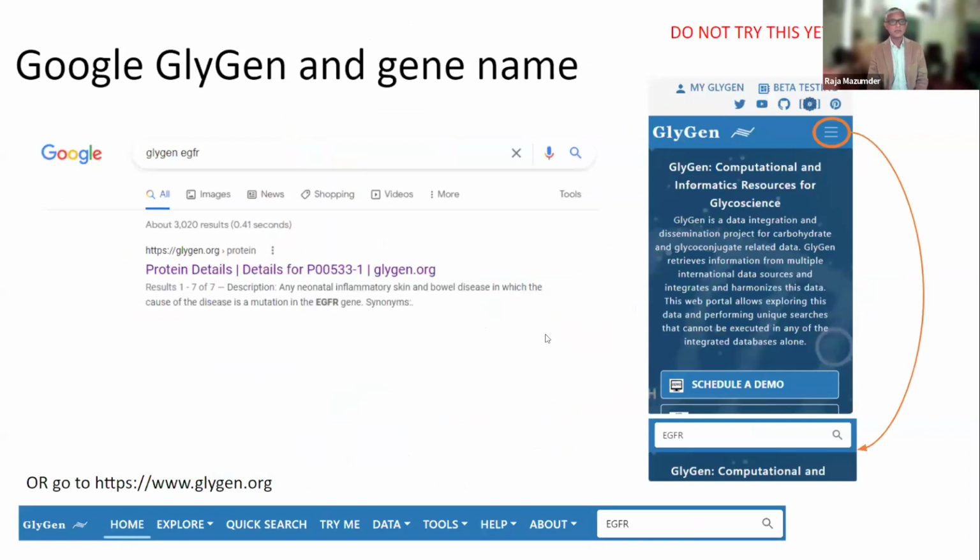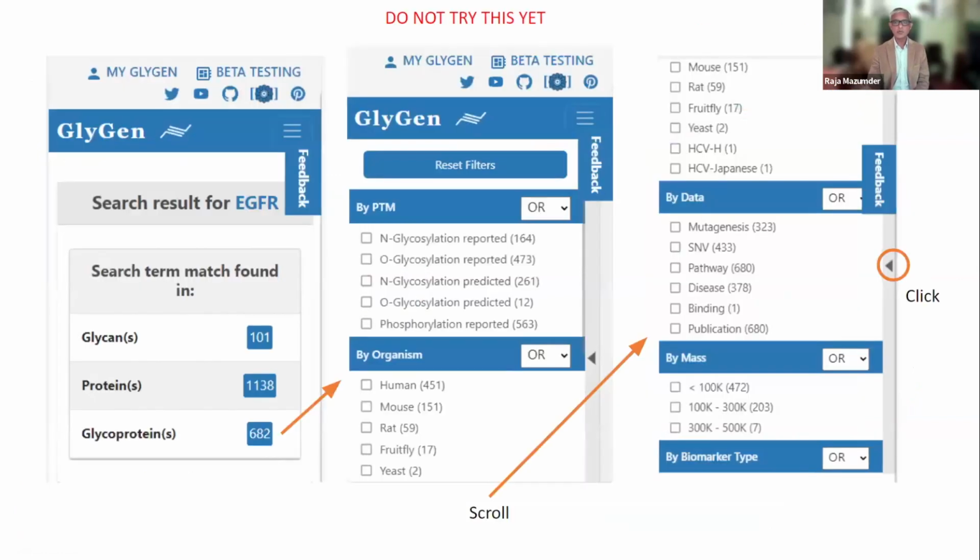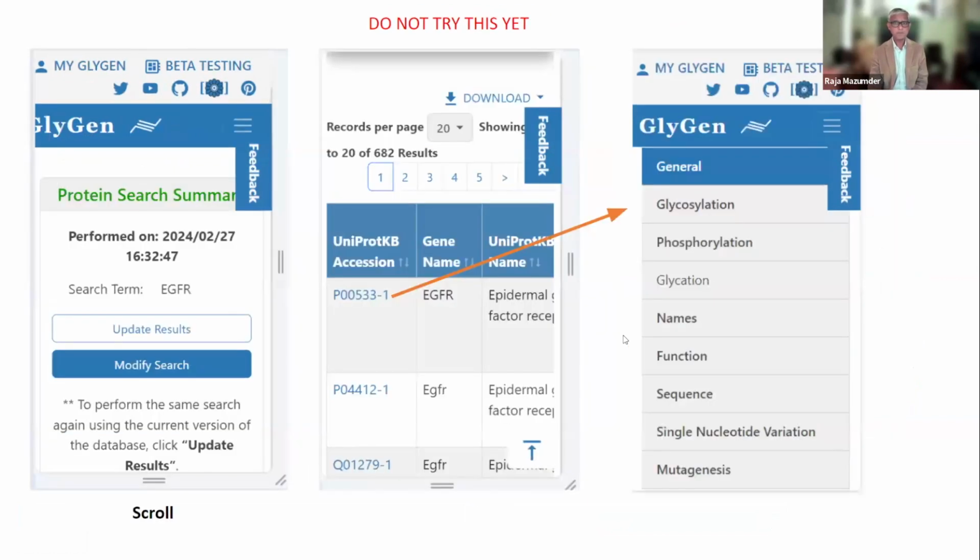The easiest way to get to a protein, if you know the gene name, is that I sometimes just go to Google and type GlyGen space EGFR, where EGFR is the gene name, and you get the protein. Or, of course, you can go to glygen.org and search for EGFR. Just type in EGFR and you will find it. You don't need to do this right now, but I'm giving you some screenshots. Once you get to that EGFR protein, you can scroll down, click on glycoproteins, or select boxes to get more information or filter the data. This will also be shown later on by us.